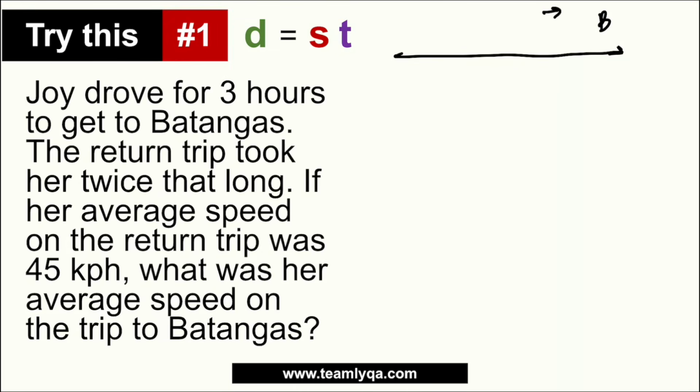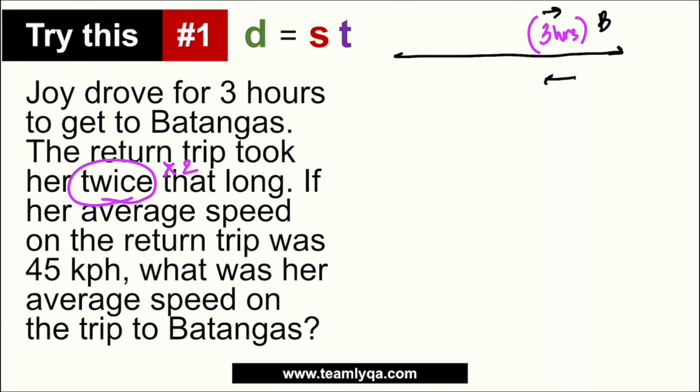The return trip, so bumalik siya, took twice that long. Pag sinabing twice that long, ibig sabihin times 2. If her average speed on the return trip was 45 kilometers per hour, what was her average speed on her trip to Batangas? Isa-isayin na agad natin yung information. Ang sabi, nung nag-drive daw siya to get to Batangas, ibig sabihin papunta sa Batangas, ang kanyang time ay 3 hours. So, ilalagay natin yon sa biyahe papunta or sa taas.